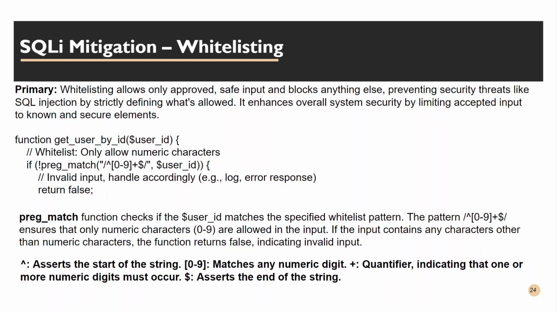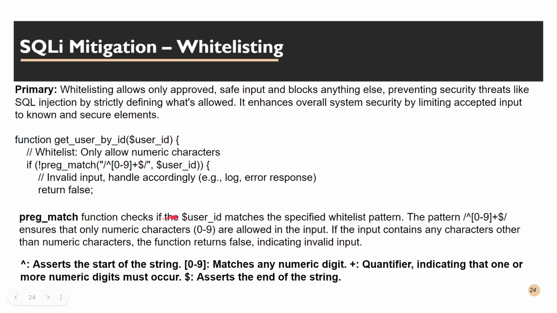The preg_match function checks if the user ID matches the specified whitelist pattern, which is this particular regular expression that we have. The pattern ensures that only numeric characters 0 to 9 are allowed in the input. If the input contains any character other than a numeric character, the function returns false, indicating invalid input. Remember we have a negation here, which means that if we're not able to match this particular regular expression, it should return false.